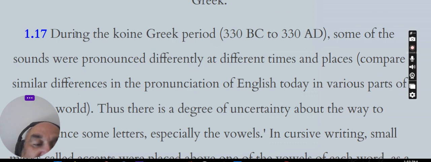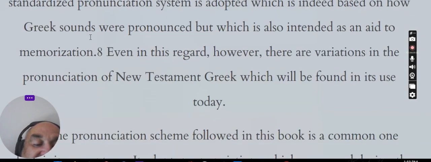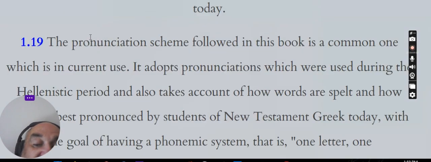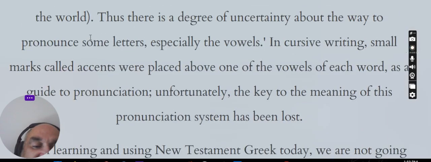In section 1.17 and 1.18, 1.19, he introduces the background for the system of pronunciation, and he introduces the system of pronunciation. There are 3 basic systems of pronunciation. One is the Erasmian system, where you make Greek sound like English or German if you're from there, or American if you're from America, and it's the least difficulty in reading. You make things sound like your own language.